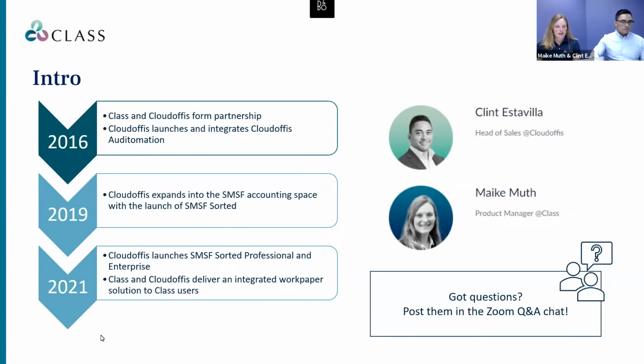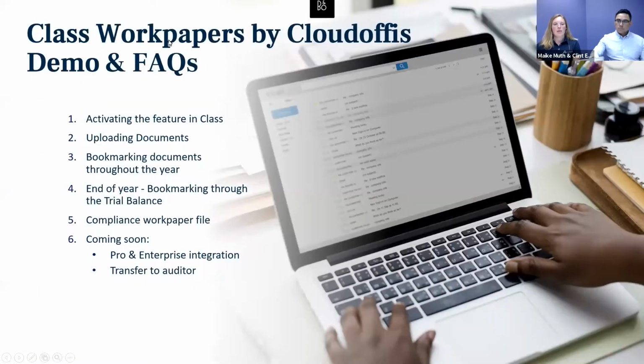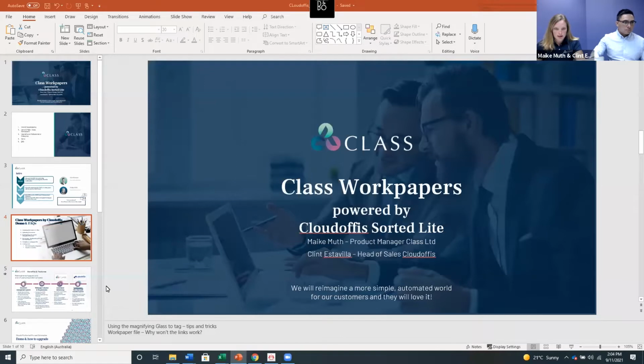I'm going to get started now and jump straight into a bit of a demo of the Class Workpapers powered by Cloudoffis. To give you an overview, I'm going to start by showing you how to activate the feature in Class, and I'm going to cover off how to upload documents, bookmark documents throughout the year and at the end of the year, and then generate the compliance workpaper file. There's two features that will be coming soon that Clint will be talking about a little bit more. We've got the Pro and Enterprise integration, as well as the transfer to auditor functionality, which already exists in Pro and Enterprise. And with that, I'm going to jump straight into Class.